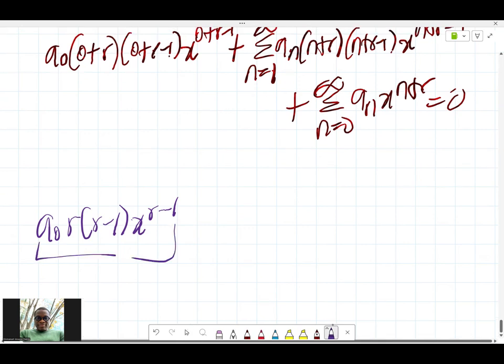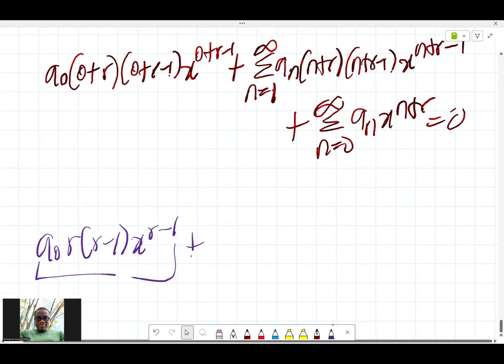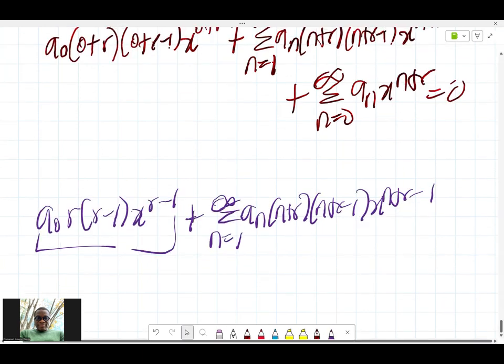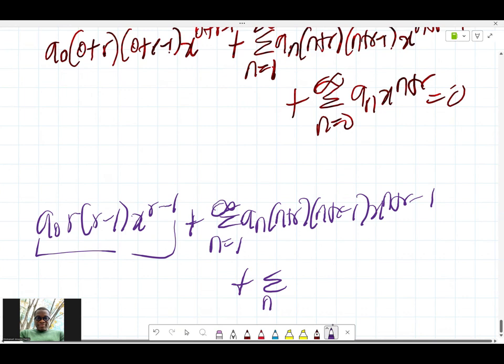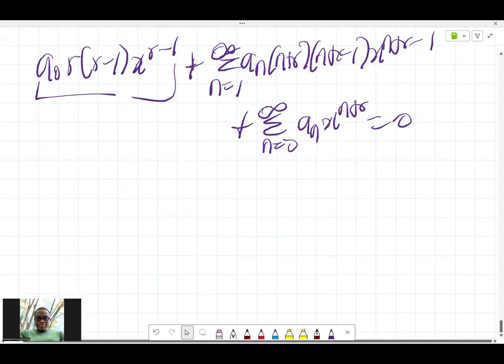But of course, we still write the whole thing first. That would be the summation from n equals 1 to infinity of a_n (n plus r)(n plus r minus 1) x raised to power n plus r minus 1, plus the summation from n equals 0 to infinity of a_n x raised to power n plus r, equals 0. Now with this, we have to shift.